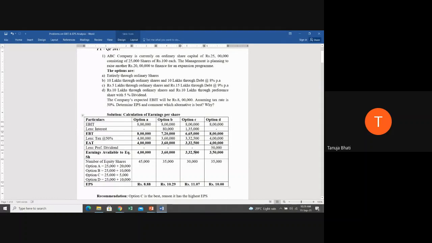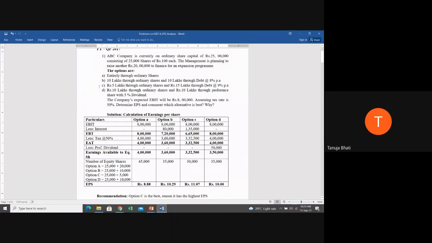Now, under option C, what is the number of equity shares? Already 25,000 earlier shares, and under option C, 5 lakh of equity shares have been issued. So, rupees 5 lakh divided by rupees 100. So, the number of new equity shares is 5,000. So, that is 25,000 plus 5,000, that is 30,000 is the total number of equity shares. So how do you calculate EPS for option C? It is earnings available to equity shareholders divided by number of equity shares. So 3,32,500 divided by 30,000, you got rupees 11.07.